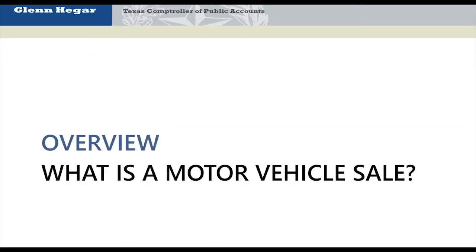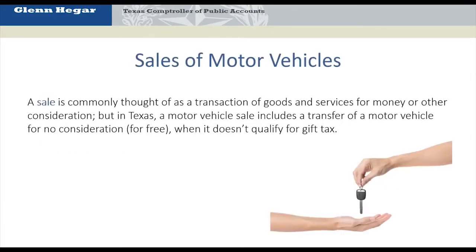So let's get going. Before we dig into specific types of transactions that can involve motor vehicles, I thought it'd be a good idea to touch just real briefly on a few key concepts. And the first one, of course, is what is a motor vehicle sale? Now, most of us, when we think of sales, we're thinking of some sort of transaction where we get some sort of good or service and they get some sort of money or other consideration. But in Texas, when we're selling or buying a motor vehicle, a sale can include any transfer of a motor vehicle for no consideration. So when we give a vehicle away for free, we're still going to end up owing tax. There is a gift tax in Texas, and there are some transactions that can qualify, and we'll talk about that here in a little bit too.